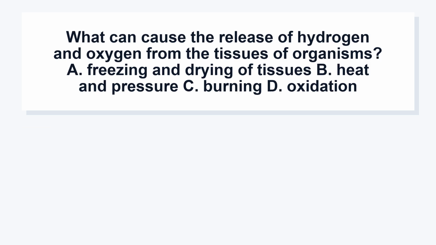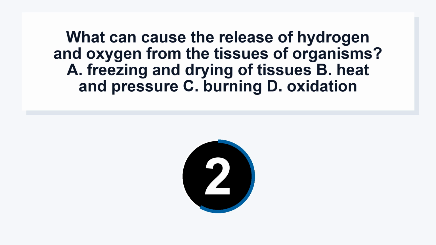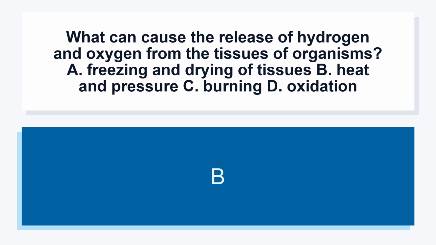What can cause the release of hydrogen and oxygen from the tissues of organisms? A. Freezing and drying of tissues. B. Heat and pressure. C. Burning. D. Oxidation. B.